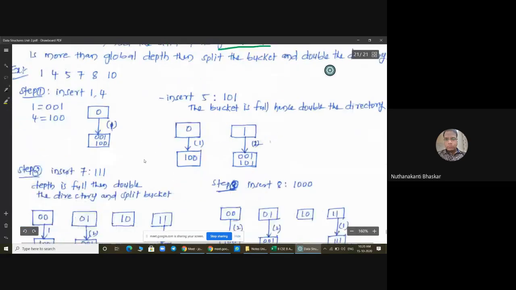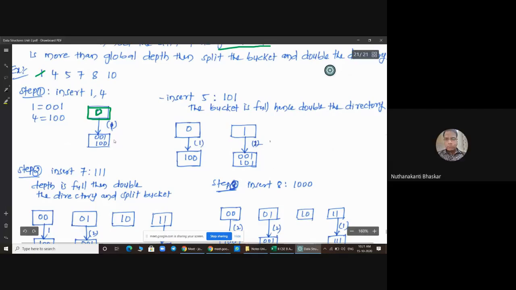First of all, the zero bucket we have to create when the element you want to insert. The first element is 1, I want to insert. Sir, what is the first element's binary value? Tell me, what is the binary value of 1? Hello. 0, sorry?